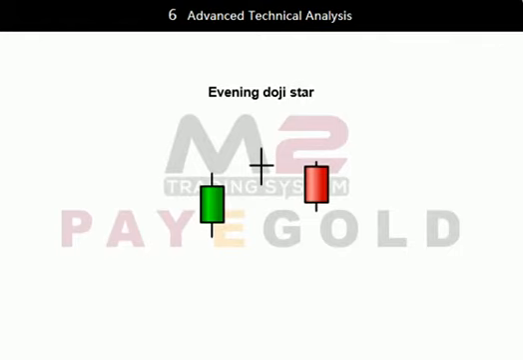Evening Doji Star, a 3-candlestick reversal pattern indicating only a bearish outlook. The first candlestick is green and supports the major trend. On the second day, a doji appears with a closing price that is near or higher than the closing price of the first candlestick. On the third day, a red candlestick appears, which closes near or lower than the opening price of the first candlestick.